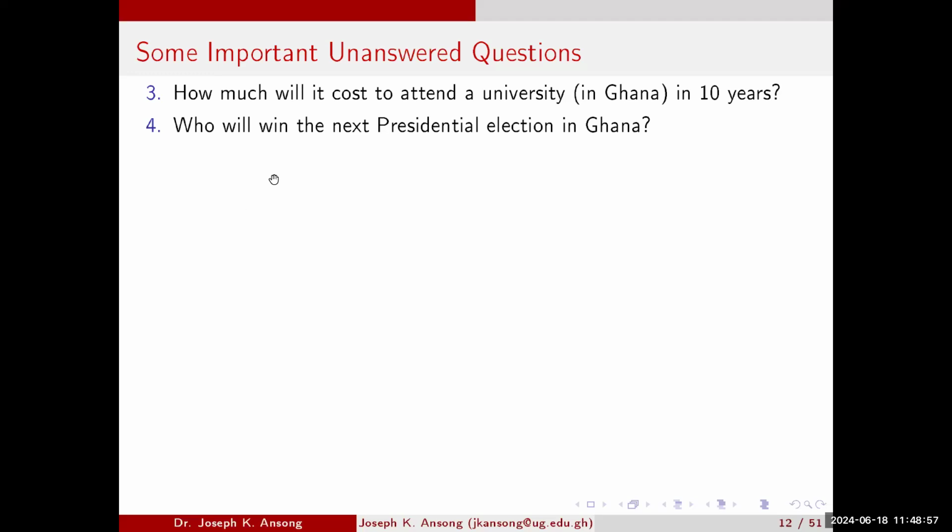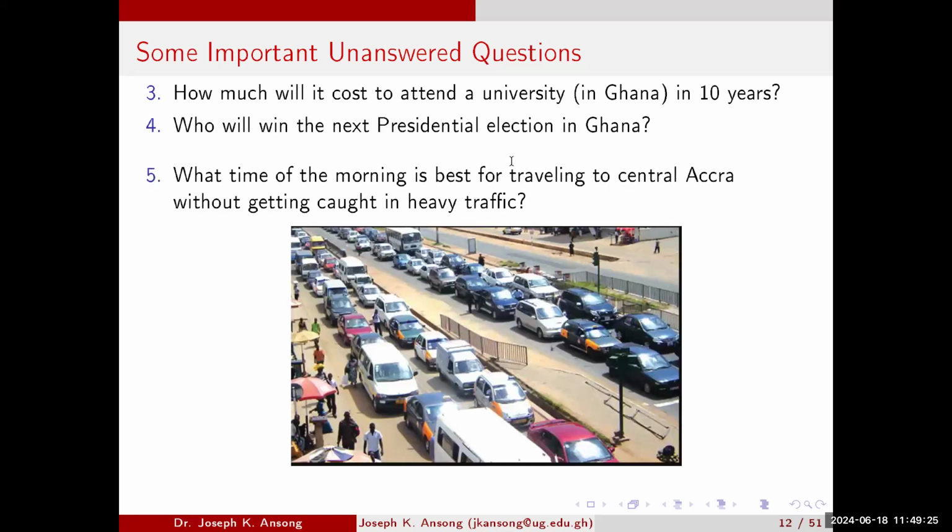Are you able to predict how much it will cost to attend university in Ghana in the next 10 years? Right now, you know how much you pay for tuition and accommodation. Well, are you able to project, based on different factors, what that cost is going to be? Are you able to predict who will win the next presidential election in Ghana? These are questions you do not know the answer to. Is it possible to use models to do those predictions? And people do some of those, okay?